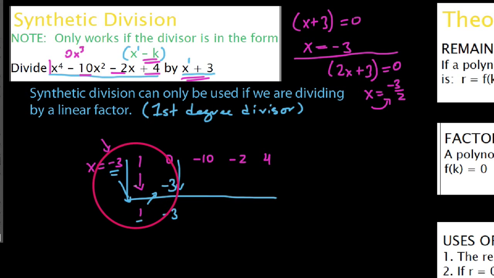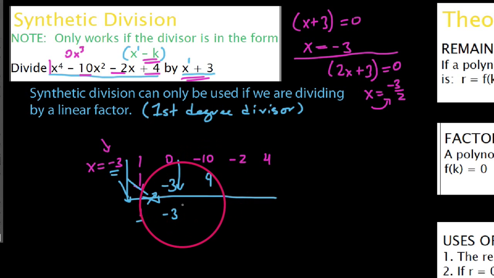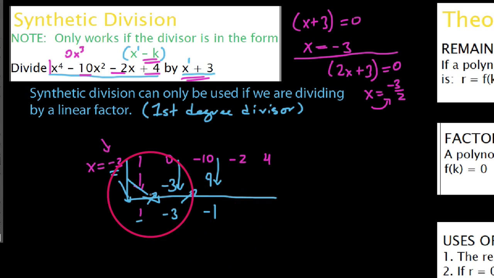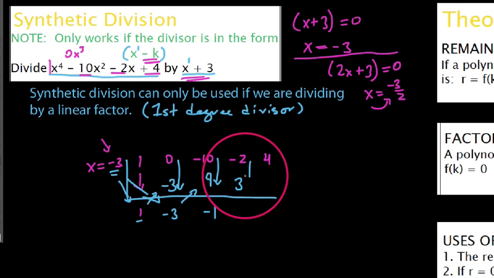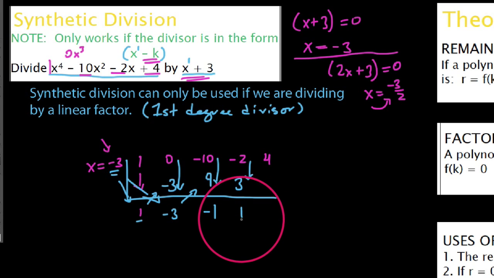So now multiplying diagonally again, we're going to say negative 3 this time times a negative 3, which gives us a positive 9. And I'll put that up here in my array, and then we'll add down vertically again. A negative 10 plus positive 9 gives us a negative 1. So now we're going to multiply again diagonally, and I get negative 3 times a negative 1 is a positive 3. And then we'd say, okay, well, negative 2 plus a positive 3 is a 1.